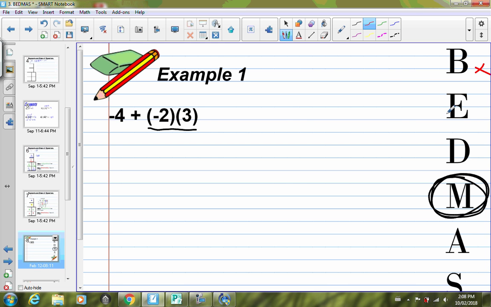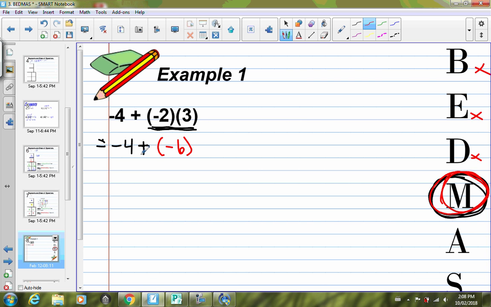So I know I don't have brackets. Do I have any exponents? No, I do not. Do I have any division? No, I do not. So actually, I am going to do my multiplication first. Equals, and I write out my whole equation. The only thing I'm going to change is this piece right here. Negative 4 plus. Now on my calculator, I'm going to multiply. What does negative 2 times 3 give me? Negative 2 times 3 gives me negative 6.